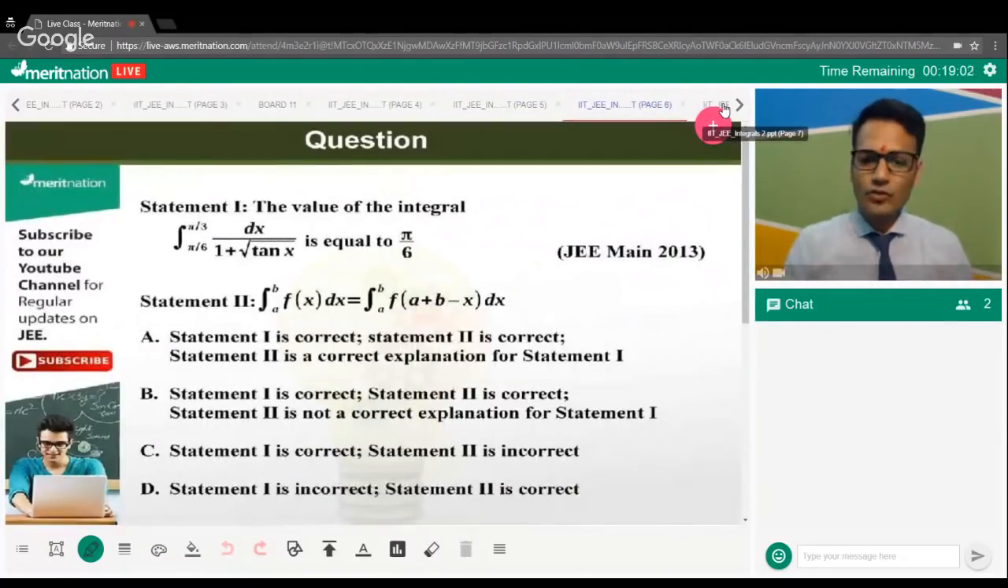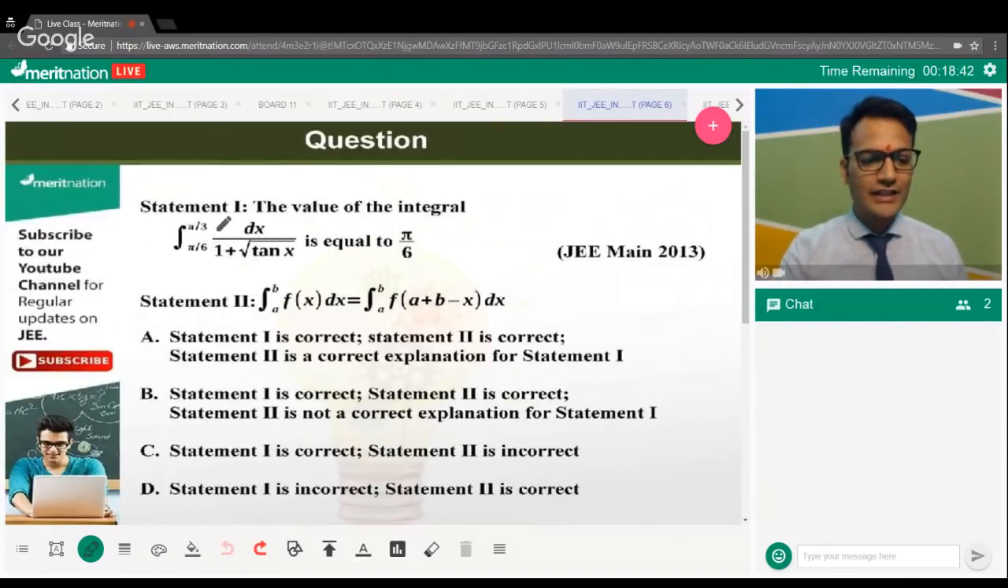Let's take up one more question, and let's keep this question to be the last question of the day. This is again JEE Mains 2013. So I've taken questions from 13, 15, 16, 17. All the questions are being done based on one of the properties which I just told you. So you can probably realize the importance of this property.